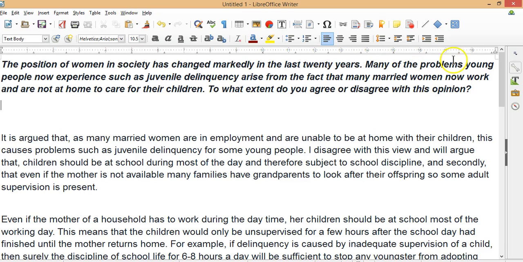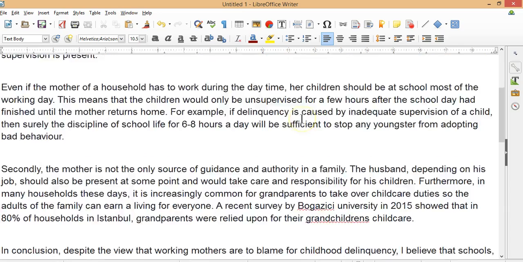So, many of the problems young people now experience, so we're talking about young people, arise from the fact that many married women now work and are not at home to care for their children. To what extent do you agree or disagree with this opinion? So, it's asking us, do we agree or not that many of the problems young people experience arise from the fact that many married women now work and are not at home to care for their children? So that's what it's asking.